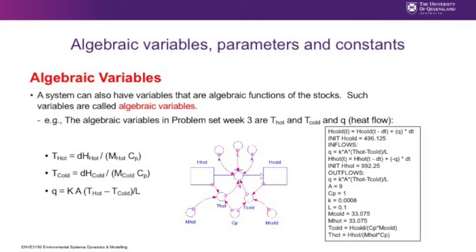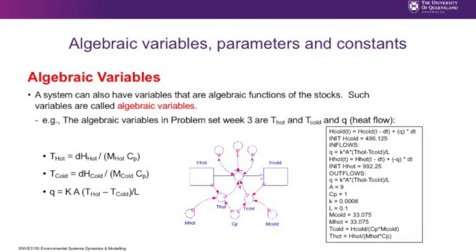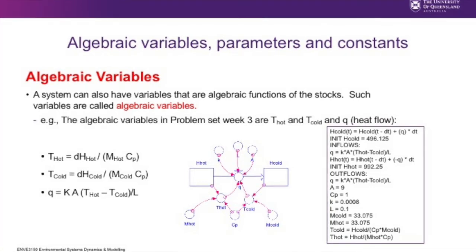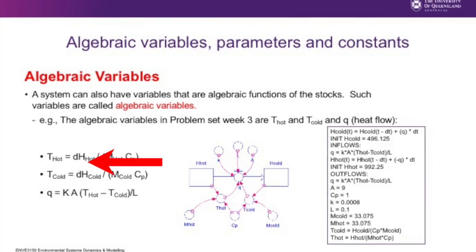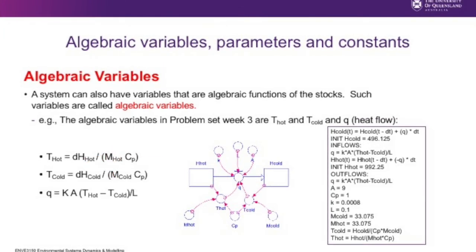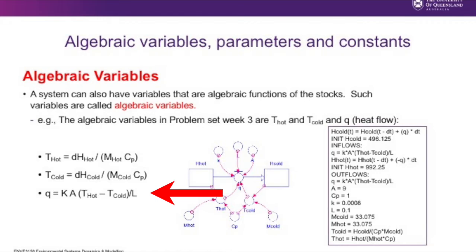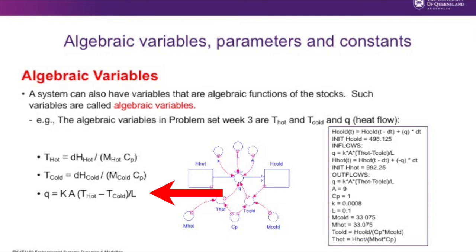All right? So for instance, if we're talking about the example of the differences of temperature between rooms depending on the material of the wall, we have identified as algebraic variables the temperature of the hot room and the temperature of the cold room, and we also have a flow as an algebraic variable. This flow is dependent on the stock. This one is the heat, right?